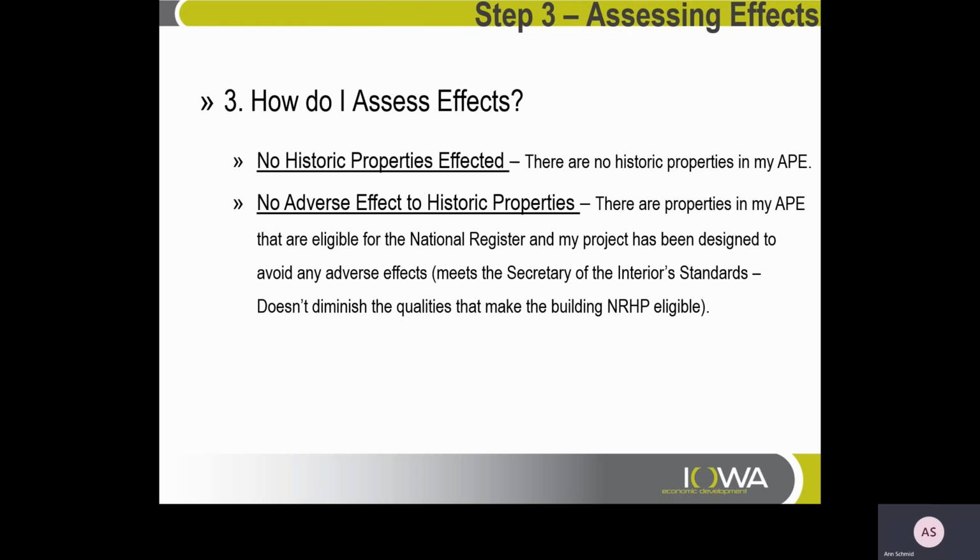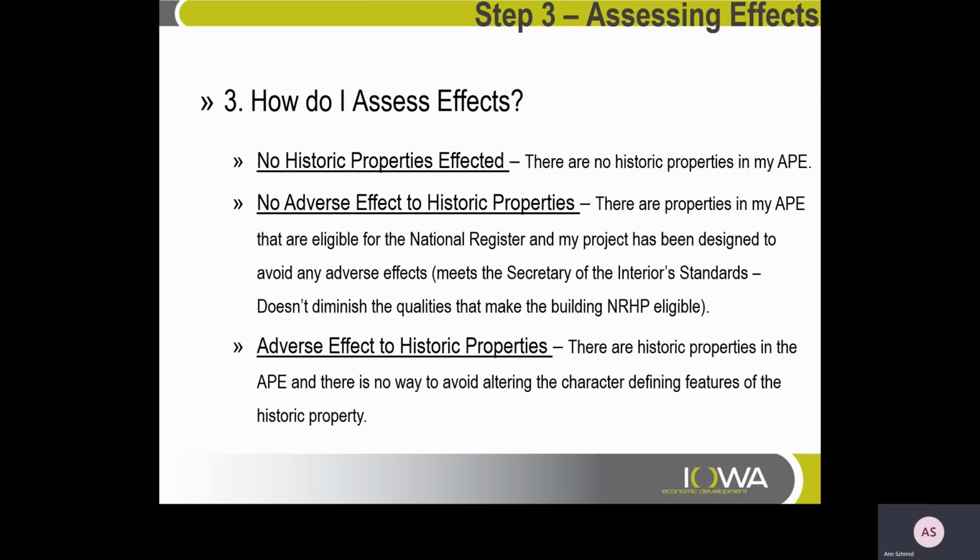No adverse effect to historic properties. In this case, you've defined your APE and there are eligible resources within your project area, but your project has been designed in a way to avoid adverse effects. It meets the Secretary of the Interior standards. It doesn't diminish the qualities that make the resources National Register eligible. Adverse effect. There are historic properties in the area of potential effect, and there is no way to avoid altering the characteristics or defining features of those historic properties.